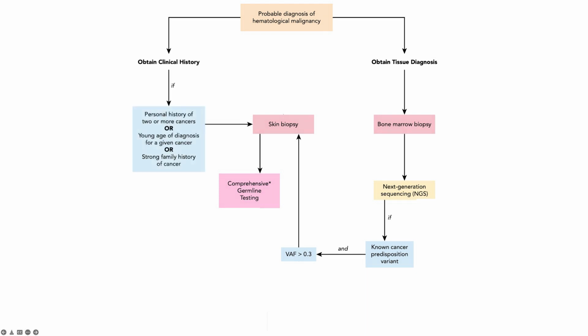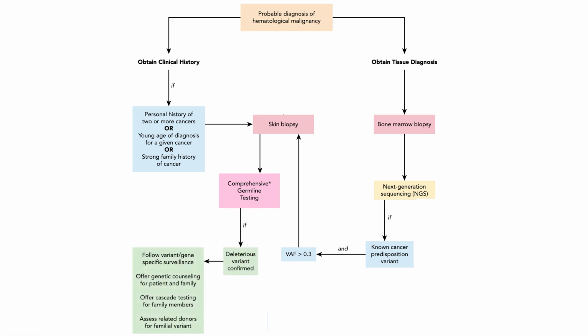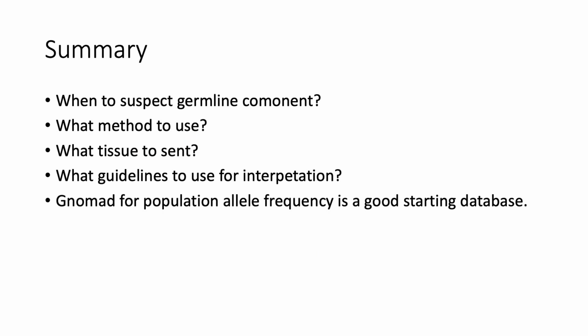The other way of approaching this is if the clinical history is so strong, where the patient comes with a personal history of 2 or more cancers, young age, or strong family history, so we can go directly for a skin biopsy. And if the germline testing shows a deleterious mutation, then surveillance will follow, a segregation study in the family, and assessing the related donors for familial variants.